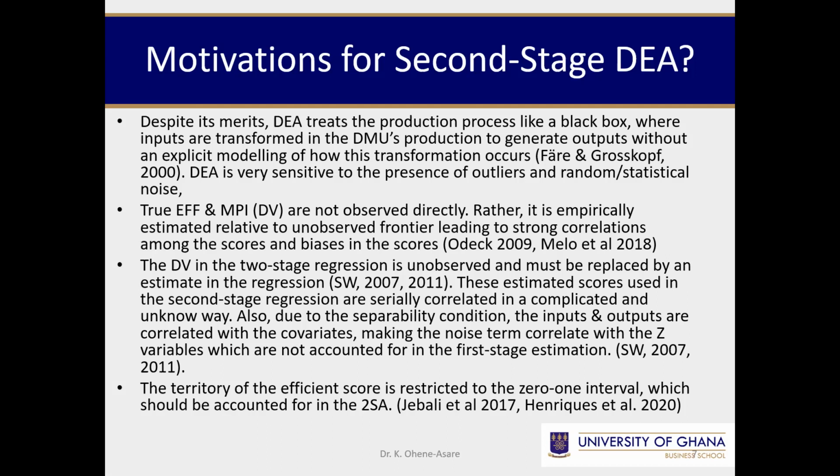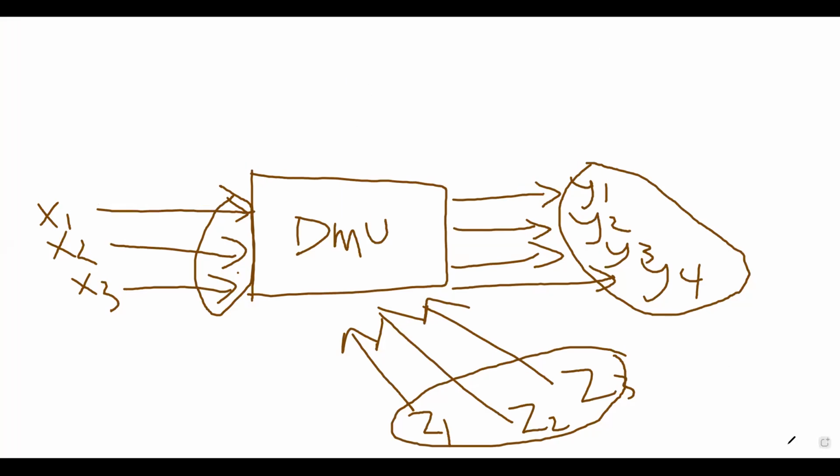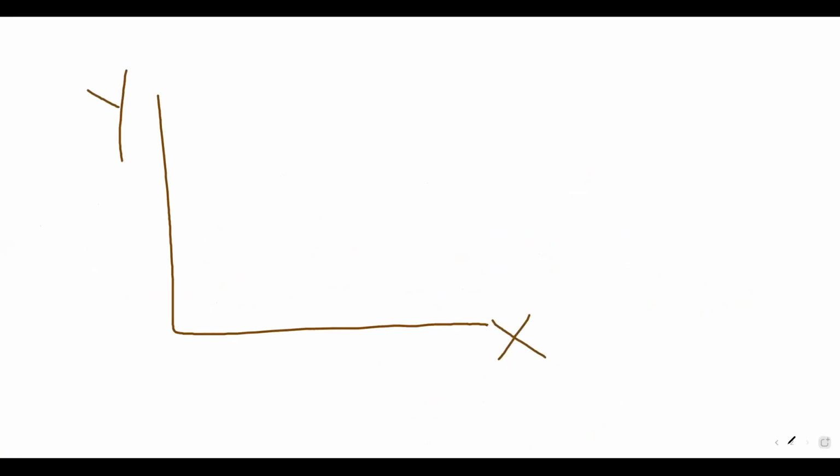Secondly, DEA is very sensitive to the presence of outliers. We know that it's an outlier methodology. Now, for those of you who are fresh and want to understand these things, DEA is something like this. You have an input and then you have an output. And then let me just create a DEA frontier. So this is like a VRS frontier that I've created.